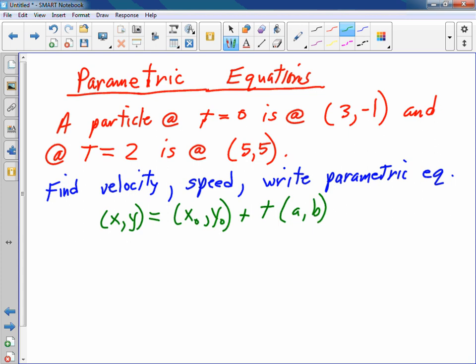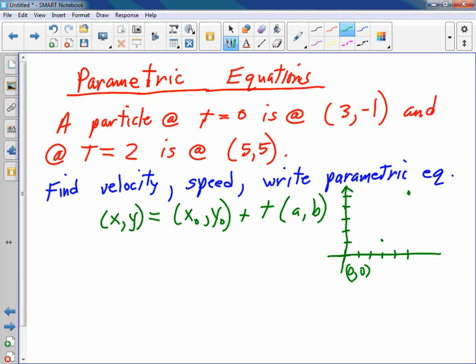Let's draw a triangle. So if we have the origin here, 0, 0. Okay, and it said start at 3, -1. So we go over 1, 2, 3. We go down 1. There's our starting position, and that's at time t equals 0. Then at time t equals 2, it was at 5, 5. So that's just another couple there, and another few more there. 1, 2, 3, 4, 5. So it's at 5, 5.